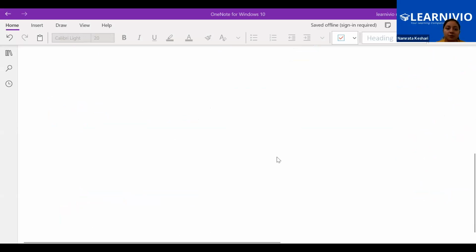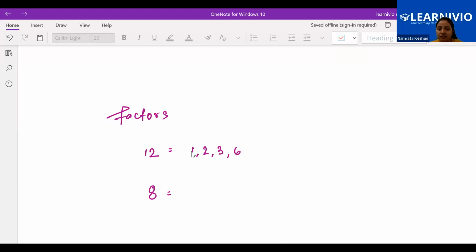Now, what are factors? Suppose I want to write the factors of 12, or the factors of 8. What are the factors of 12? What are the factors of 8? Anyone want to say what the factors of 12 are? 1, 2, 3. Anything else? 4. And 6, can we say 6? Yes, ma'am. Can we say 12 as well? Yes, ma'am.